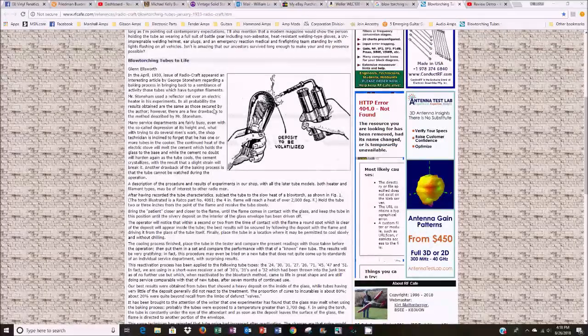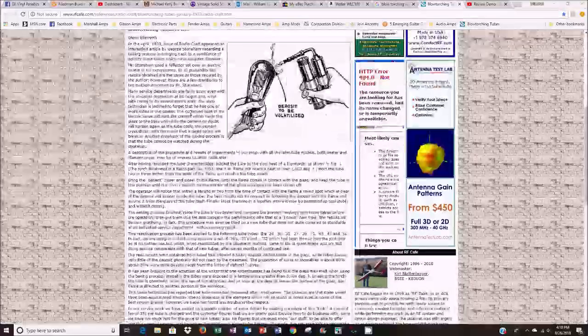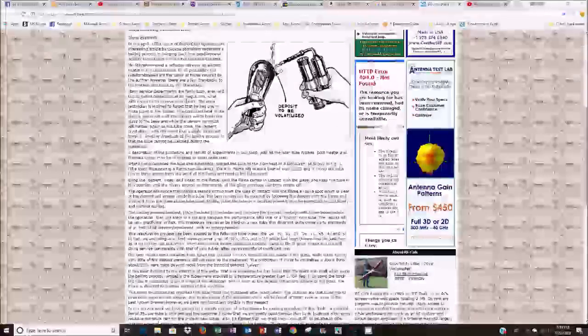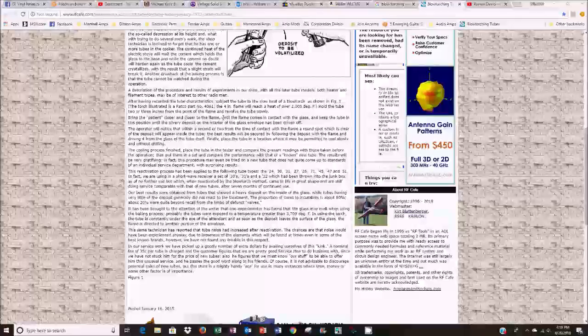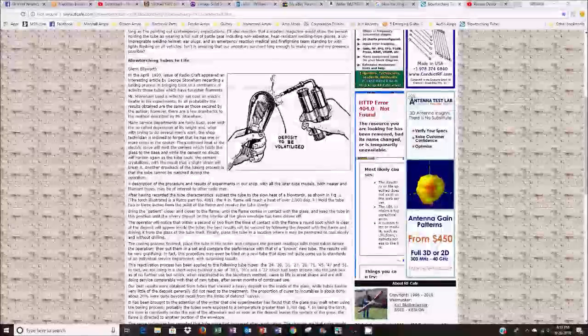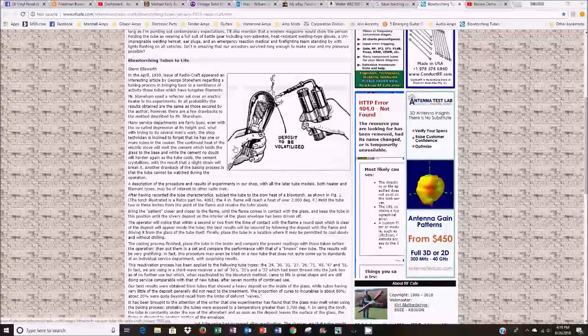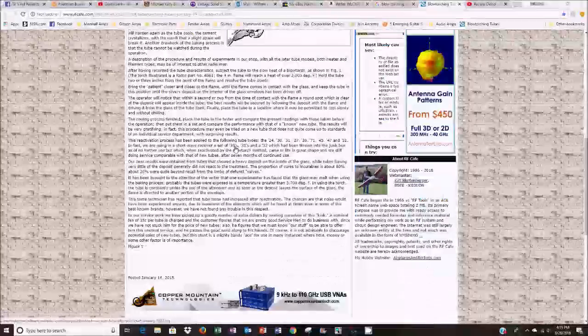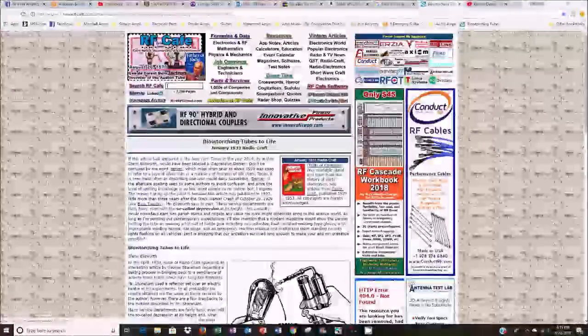And I just found it kind of interesting that this type of thing actually happened back in the day. So just let me know what you think about it. If you have any experience with it, just let me know that too. And if you know why they actually had the deposits on the glass tubes, put that in the description too.